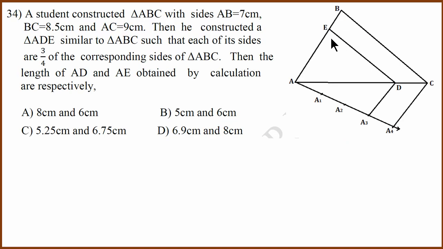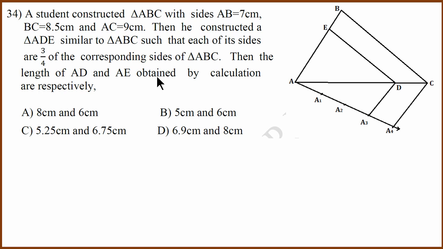34th question. Okay, so there is a lot of data here, but let's see what it is. They have constructed ABC. First they have constructed this big triangle. For it they have given AB as 7, BC is 8.5, AC is 9. Then they have constructed this small triangle ADE, such that each of the sides is 3 by 4 of the corresponding sides of the bigger triangle ABC. They ask us to find the length.